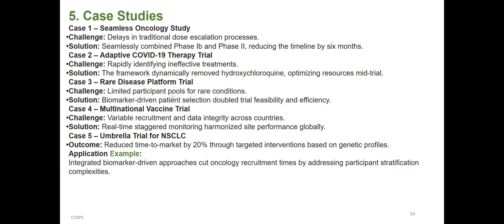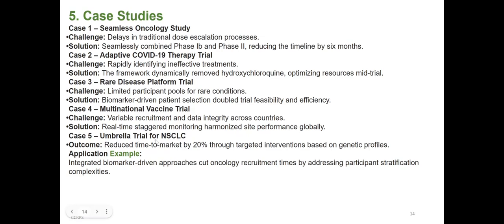Case 3, rare disease platform trial. Challenge: limited participant pools for rare conditions. Solution: biomarker-driven patient selection, doubling trial feasibility and efficiency. Case 4, multinational vaccine trial. Challenge: variable recruitment and data integrity across countries. Solution: real-time staggered monitoring harmonized site performance globally.